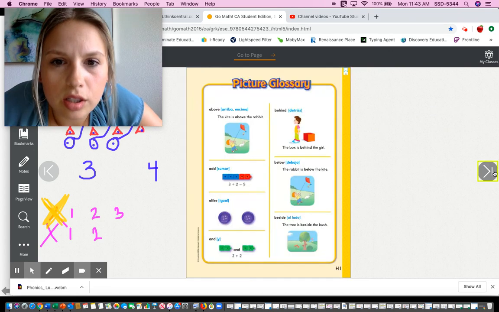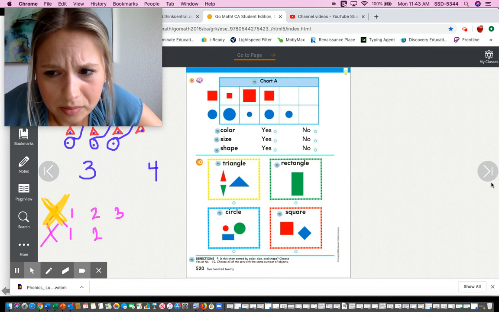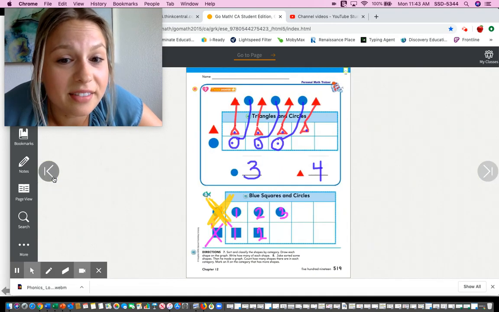If you want to, you can do the extra pages in your workbook. We're not going to do this one. But you can do them if you would like to with mom or dad to help you. But that's it for today.